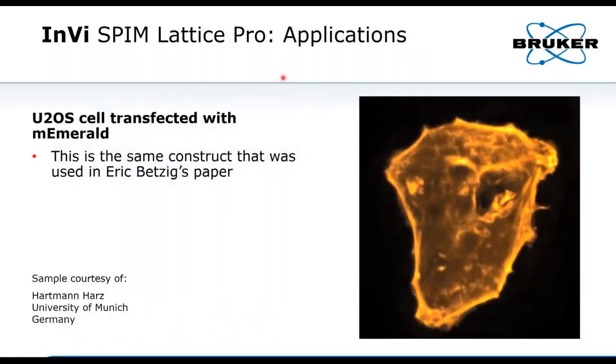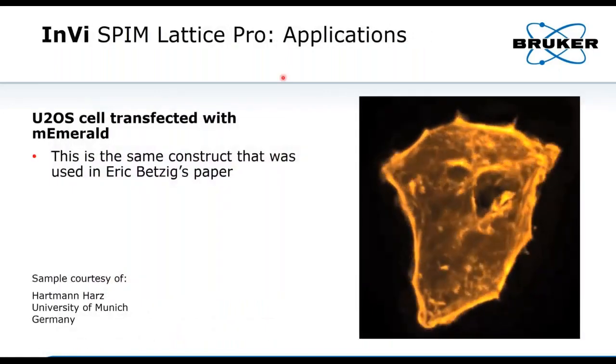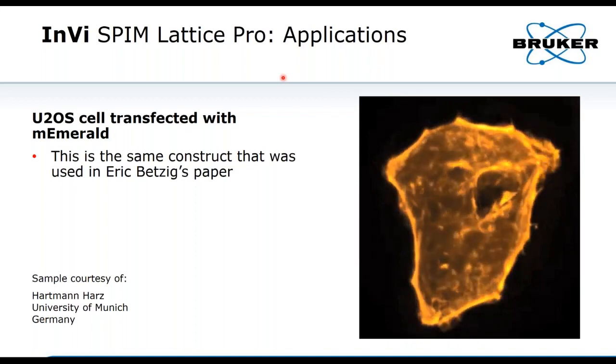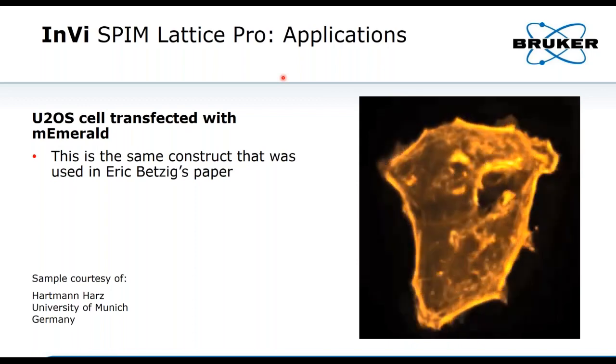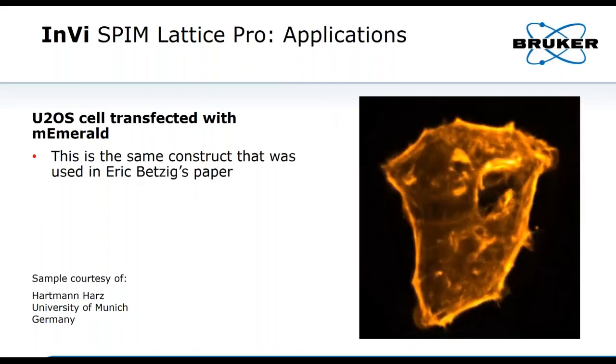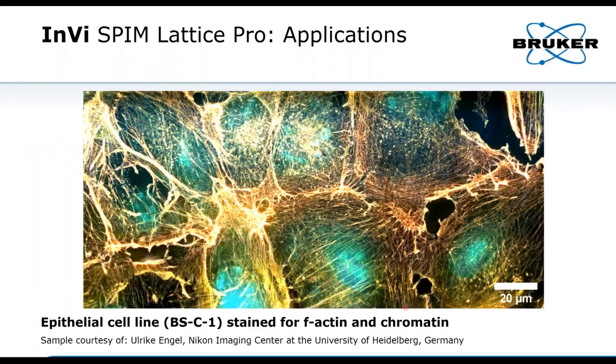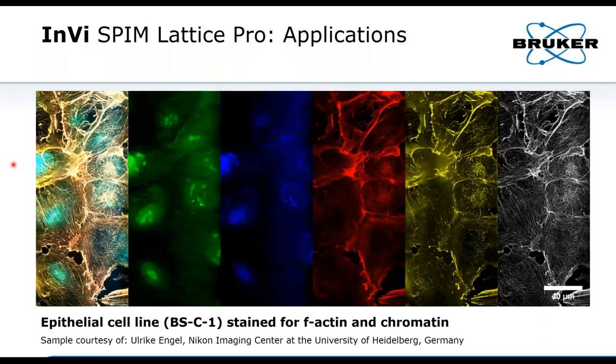And this is an example of the same cells that have been used for Eric Betzig's paper, just to provide you also with an idea about the time resolution that you can get. A sample kindly provided by Hartmann Hartz from Munich University. That's another example of epithelial cell lines stained for F-actin and chromatin, provided by Ulrike Engel from the Nikon Imaging Center here in Heidelberg. And you can hopefully see that we can really get a very nice resolution of our sample across a quite large field of view. This is a spectrally split view of all these different channels that were provided here.